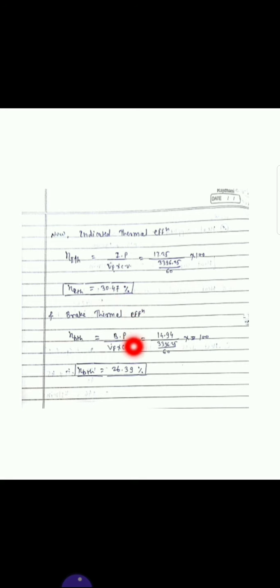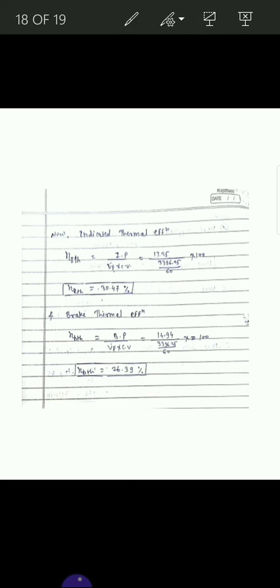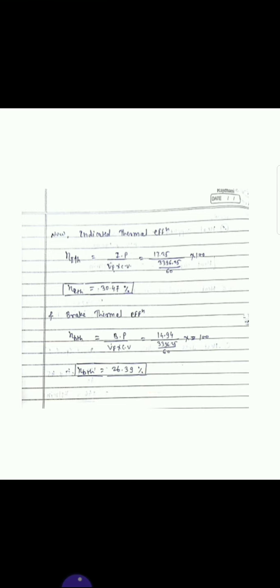In the same manner we will get the brake thermal efficiency, which is brake power divided by V dot F into CV. Brake power is 14.94 kilowatt divided by 3396.25 divided by 60, into 100 for the percentage. So we will get the brake thermal efficiency of 26.39. So this is about this last numerical. In this way we have completed the numericals on this chapter, as well as we have completed chapter number 7, engine performance. Thank you.